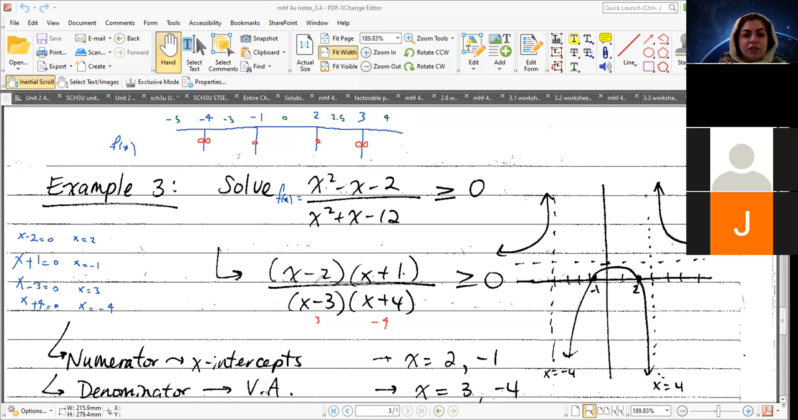Let's just test 0. If you put 0 here, x minus 2 is negative, this one is positive, 0 minus 3 is negative, and 0 plus 4 is positive. See, we have 2 negatives and the rest positive. Overall, the sign is what? Two negatives give you positive. Any question, guys?